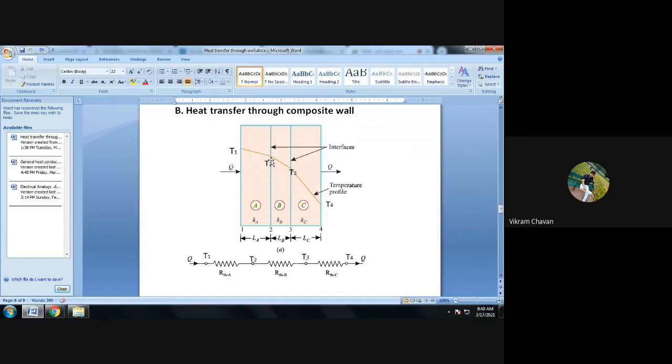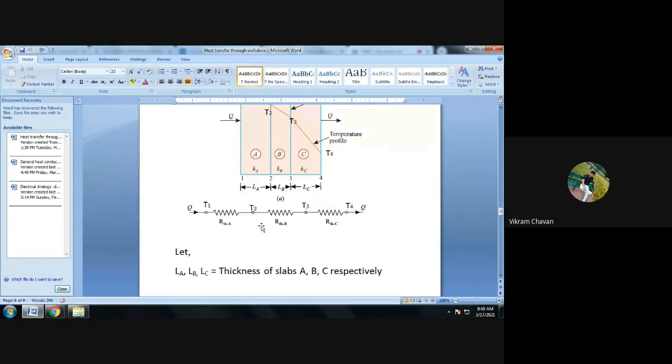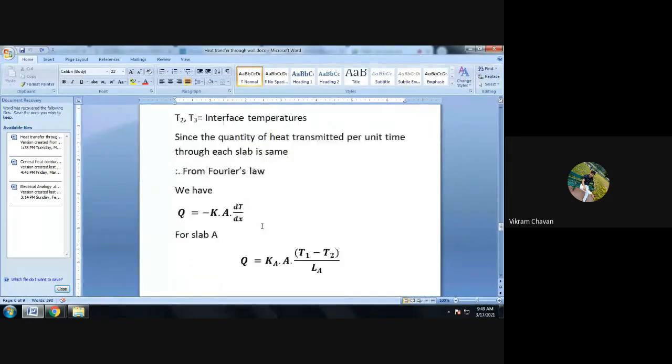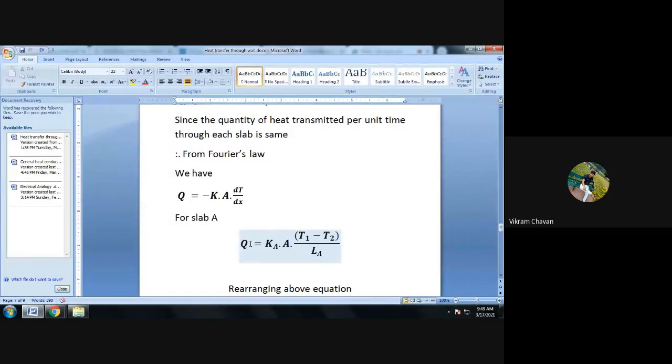Its thickness is equal to L suffix A, and its thermal conductivity is K suffix A. So heat transfer through slab A will be equal to Q, and it is equal to K suffix A, the thermal conductivity of slab A, multiplied by area, that particular area which is perpendicular to heat flow, multiplied by T1 minus T2 divided by L suffix A.